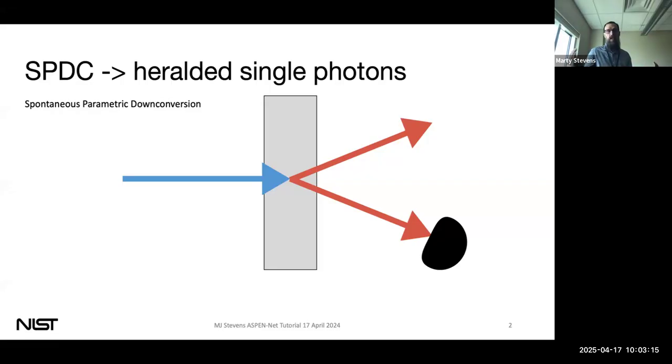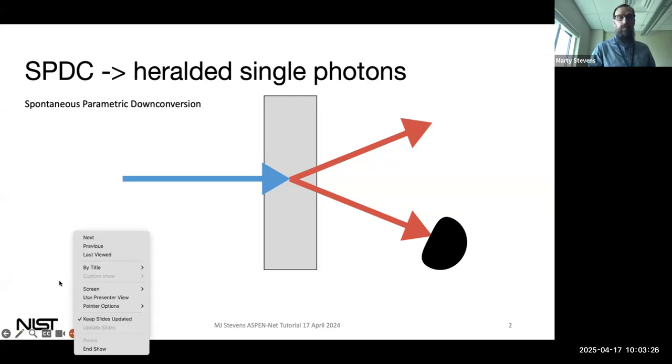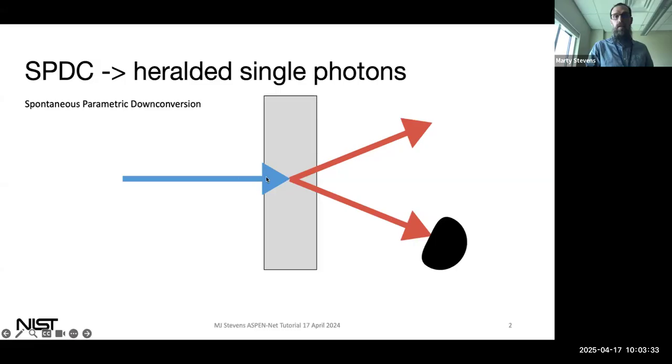One of the first building blocks of this is to use spontaneous parametric down conversion, or SPDC, to generate heralded single photons. So the simple idea is that there's a pump beam that comes in, some high energy pump beam, and it has some nonlinear medium here with probability of generating 2 photons. And if one of those photons goes over here to a detector and gets detected, then we herald the presence of a photon in the other mode.